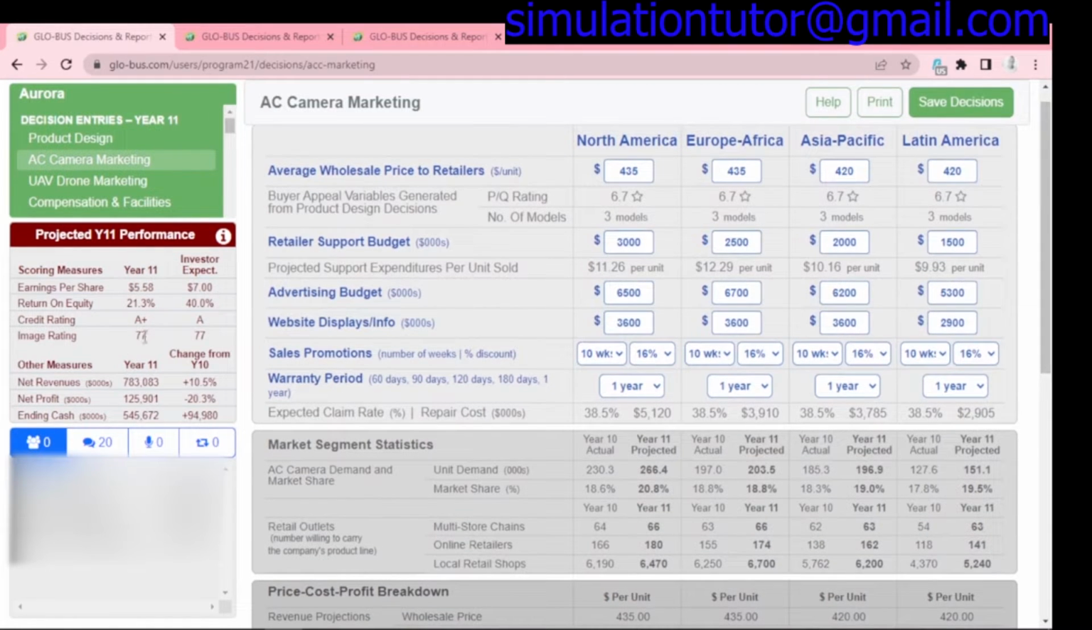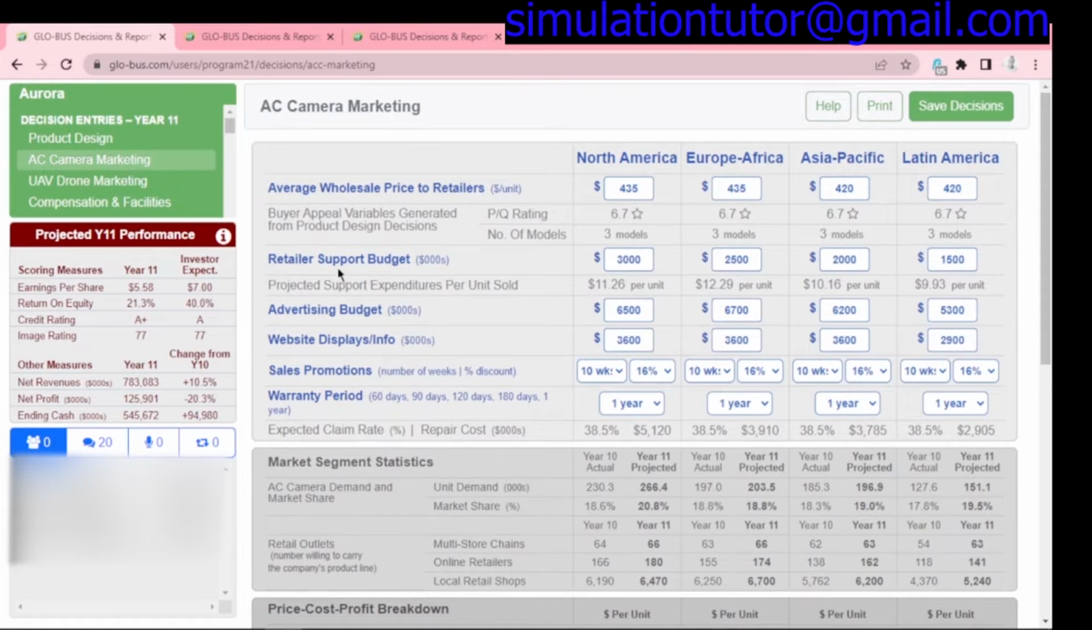You should not worry about the projected performance, because we are doing fine. Like for the net revenue, we have a positive change. For the net profit, we have a negative, but we'll change that. The ending cash we have, we don't need to have such a huge amount of cash in our banks, because we'll be forced to invest that. So after making all the decisions, we have to set our wholesale price.